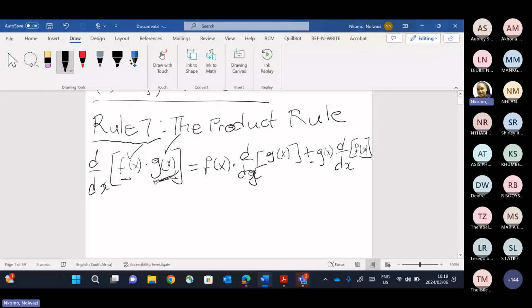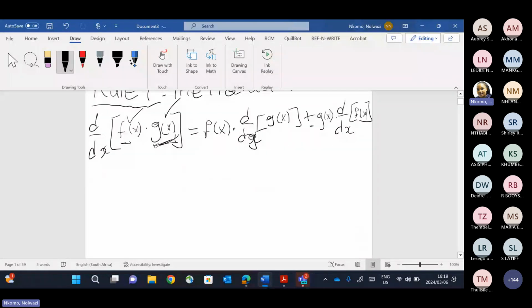I guess not. Just confirm what is written in the last bracket over there? Pardon? What is in the last bracket? Here it's f of x. Okay, thanks a lot.